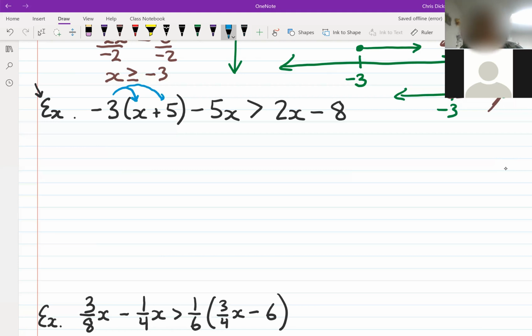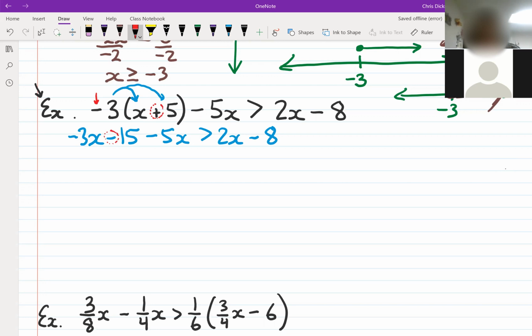So that's going to be -3x minus 15 minus 5x is bigger than 2x minus 8. So -3x minus 15. And notice that when we did that, although there was a plus sign here, like we were adding the 5, we're timesing that +5 by a negative number. So that's why it switches to -15, okay?